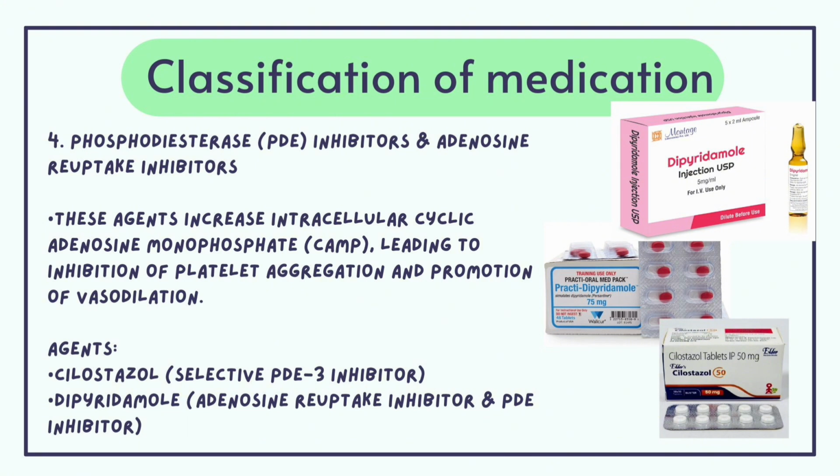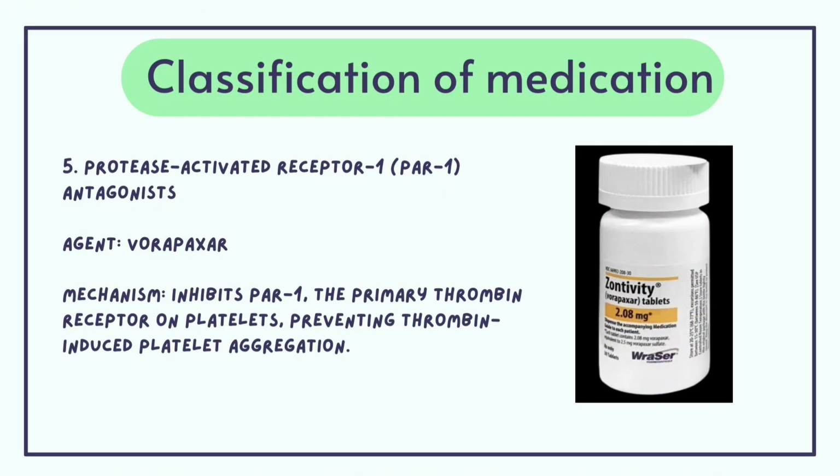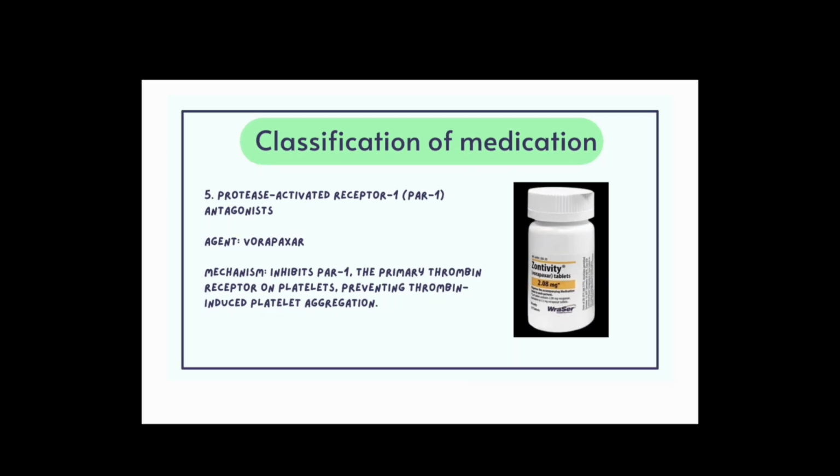The fourth class consists of phosphodiesterase inhibitors and adenosine reuptake inhibitors. These drugs increase intracellular cAMP levels to inhibit platelet aggregation and promote vasodilation. Examples are cilostazol and dipyridamole. The fifth class is PAR1 antagonists, with vorapaxar as the primary example. It works by blocking PAR1, the main thrombin receptor on human platelets.